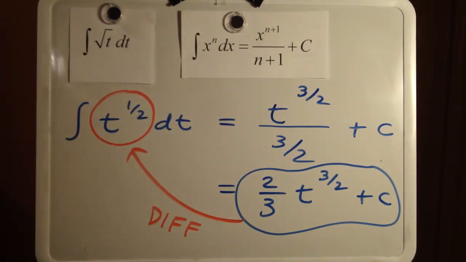Because what we're saying is the antiderivative and the differentiation process are really circular. One of the processes is going to invert or reverse the other.